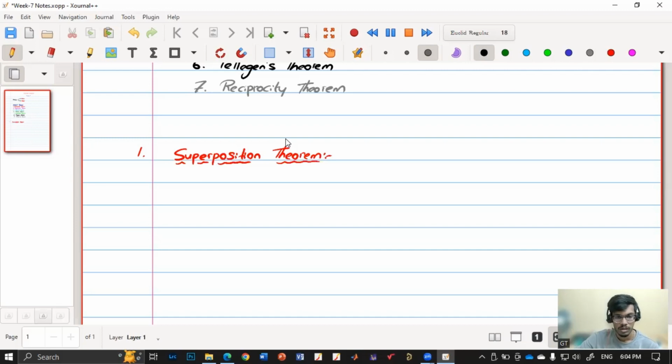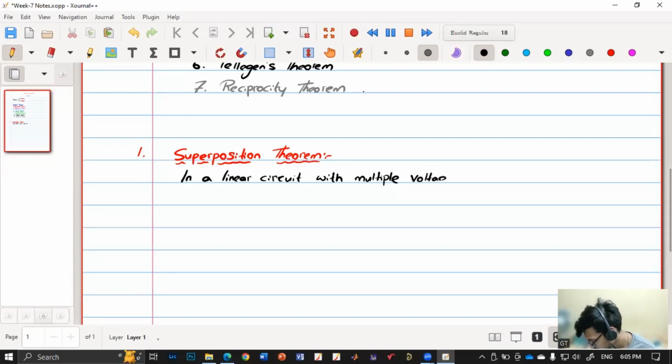Solving the network using one source at a time. Yes. So if any given circuit has multiple voltage or current sources, and we want to find a voltage or current in one element, then the voltage or current in that element is just the algebraic sum of the currents in that element when we consider one source at a time. All of these are applicable for linear circuits only. So keep that in mind: in a linear circuit with multiple voltage and current sources.